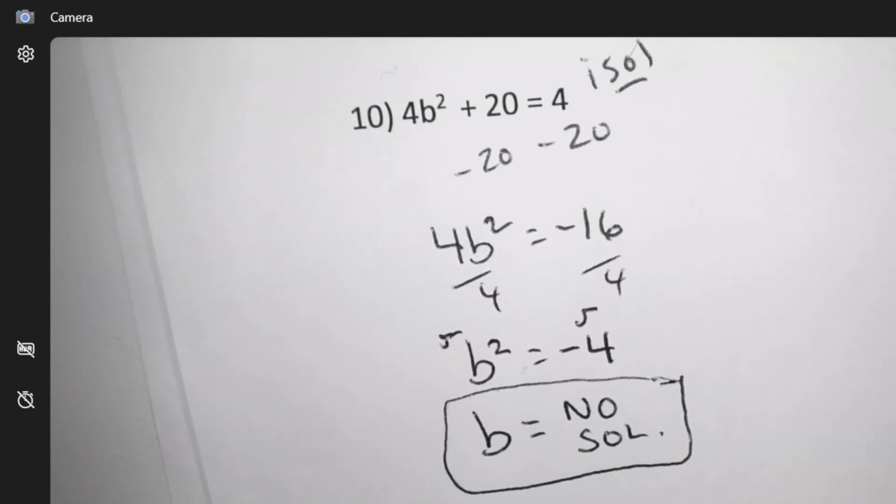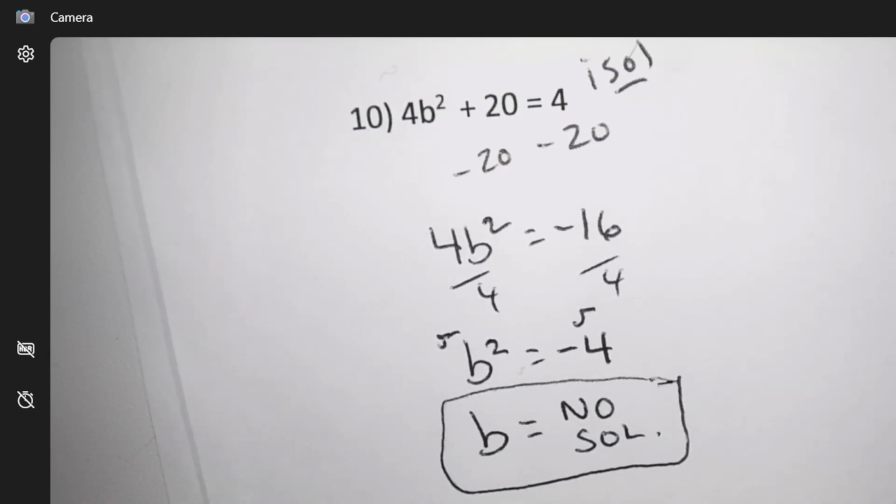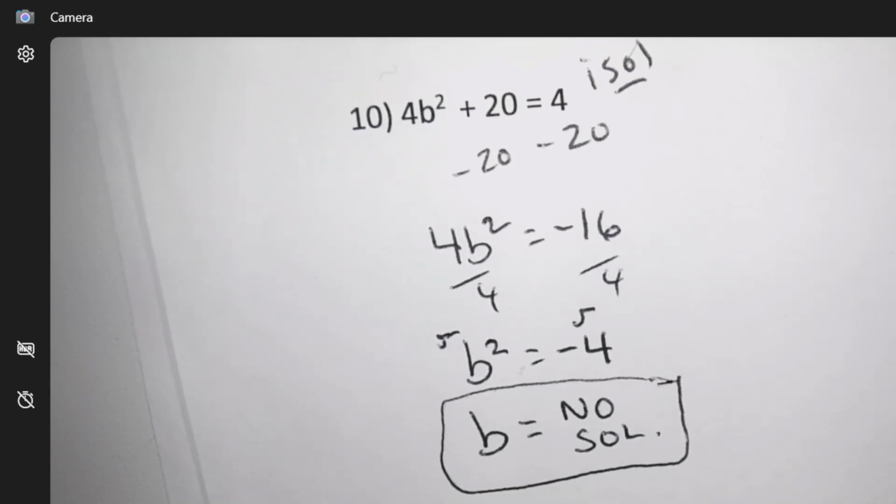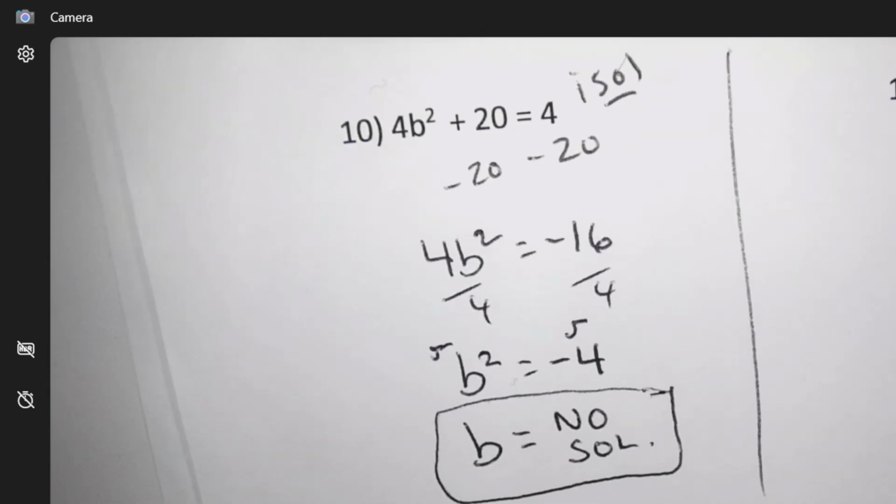Not solvable. There's no solution. You cannot ever square something to be negative. Because if you're squaring, your options are positive times positive, which is positive. The other squaring would be negative times negative, which is positive. So it can't work.